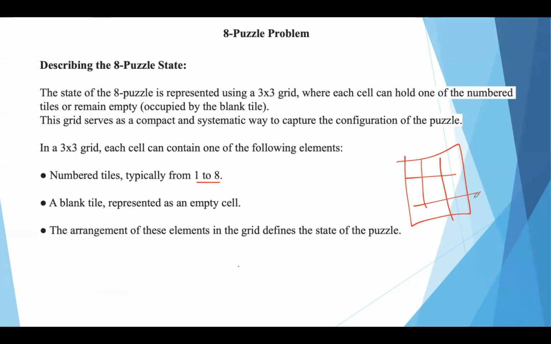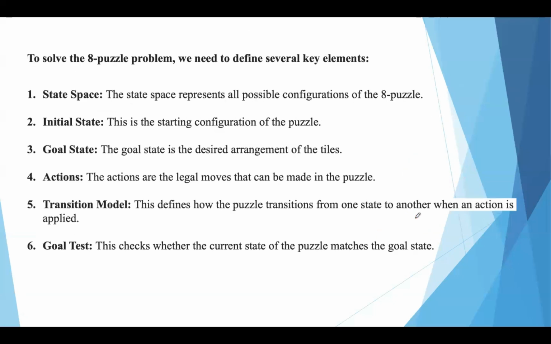So there will be one empty tile, that is a blank tile, and that blank tile is represented with an empty cell. For example, these are the numbers 1, 2, 3, 4, 5, 6, 7, 8. Here all cells are labeled with a number, whereas there is one blank tile. This is called the empty cell. And these are some terms which we use in the 8 puzzle problem.